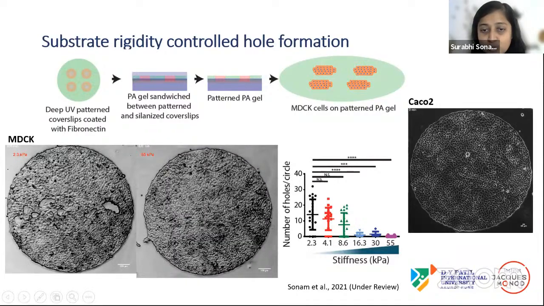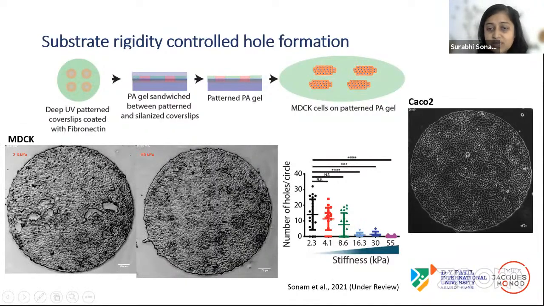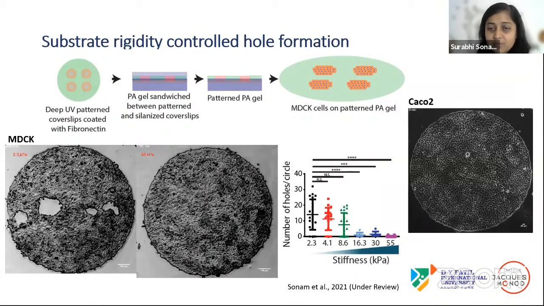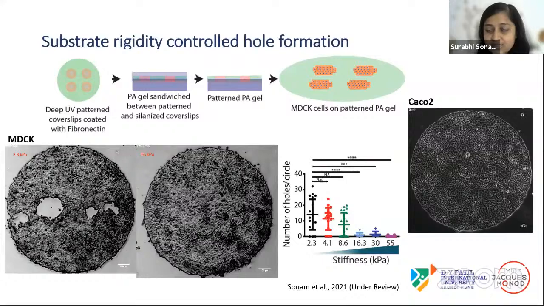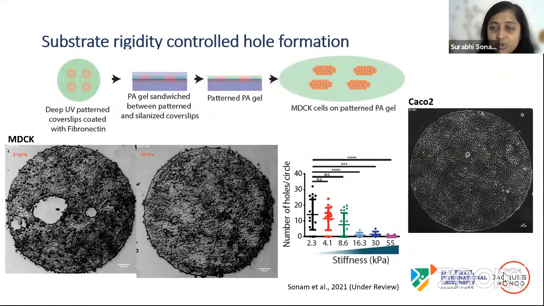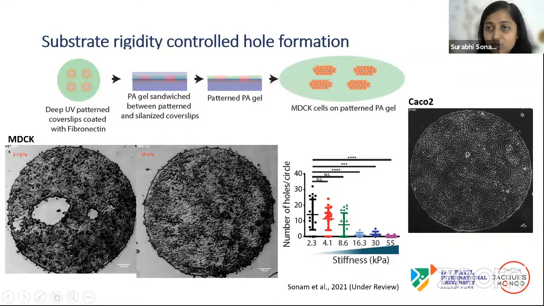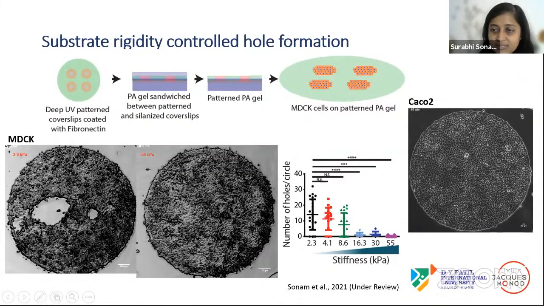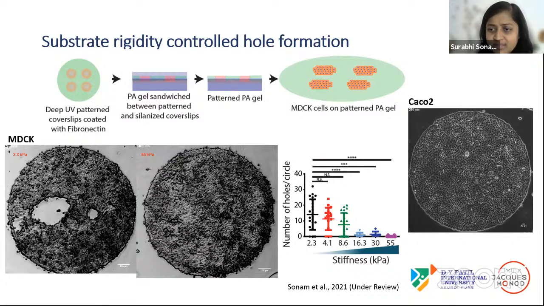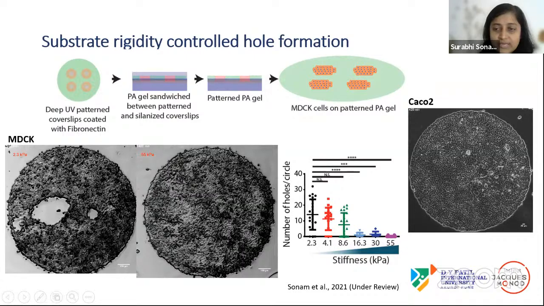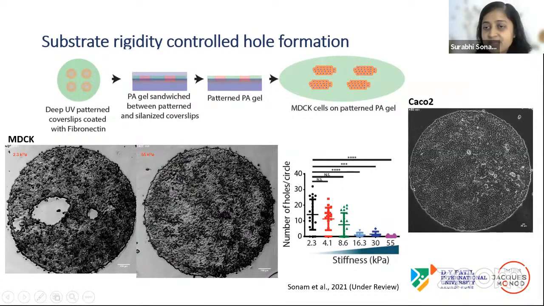And when we went on to look at the role of the stiffness, what we see is that as we increase the stiffness of the polyacrylamide gel, the number of holes decreases in each of these circles that we are looking at. And of course, it is not limited to only MDCK cells. If you look at the movie on the right-hand side, which is a movie of Caco-2 cells, you can see that again there is hole formation at 2.3 kilopascals. So it is not limited to only MDCK cells. Can we go to the next slide, Sunita?